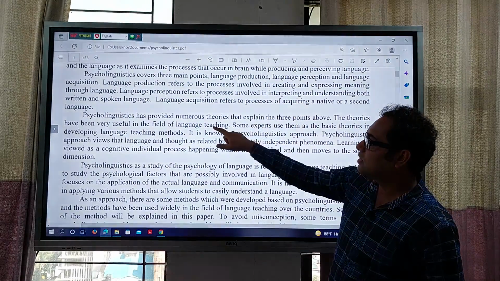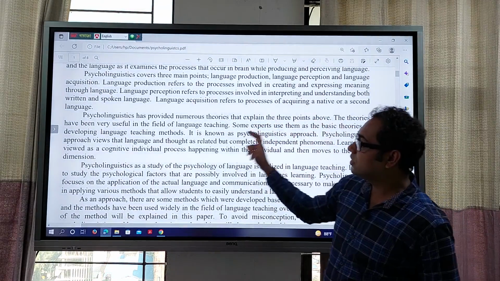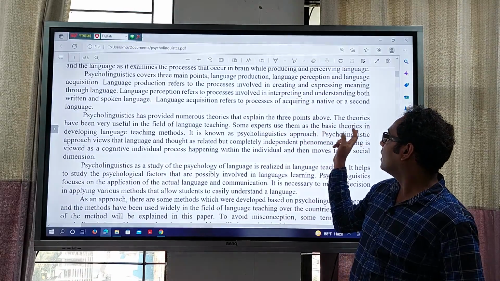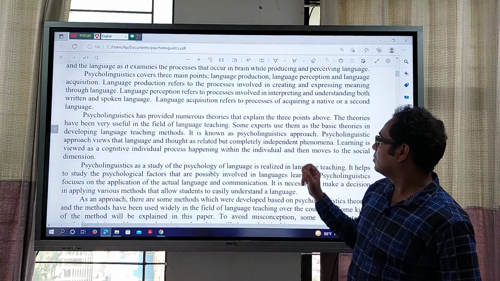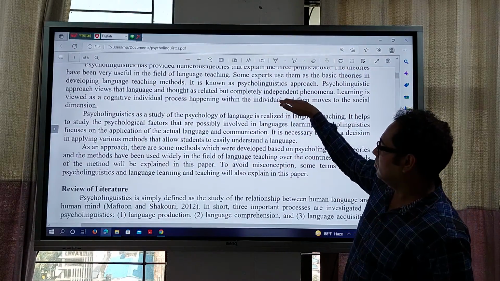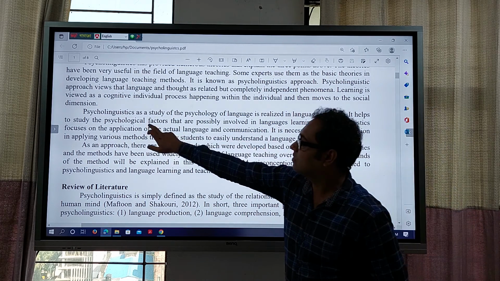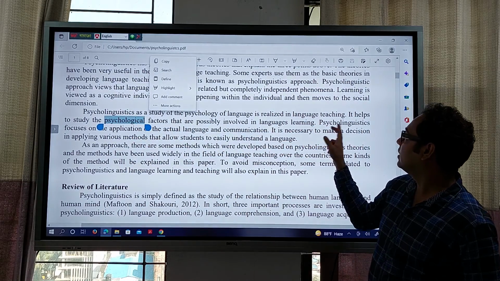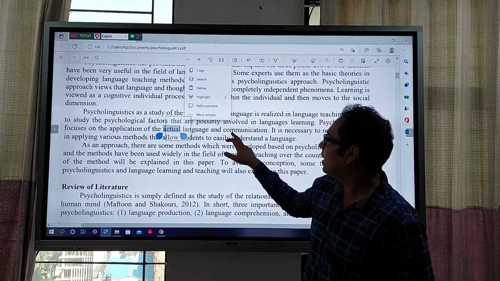So psycholinguistics has provided numerous theories that explain the three points above. The theories have been very useful in the field of language teaching, and some experts use them as the basic theories in developing language teaching methods. So it is also called psycholinguistics approach. Psychological factors, I should say, are possibly involved in language learning, and psycholinguistics focuses on the application of actual language and communication.